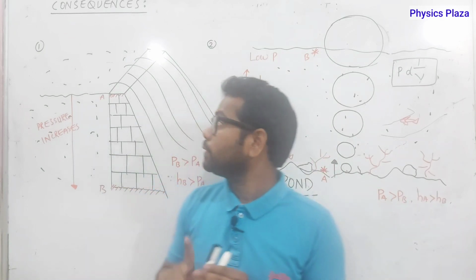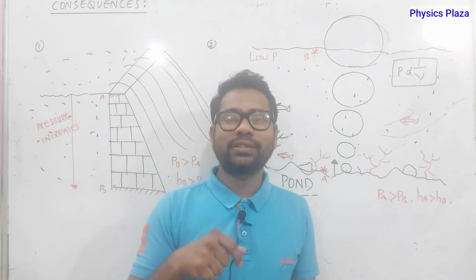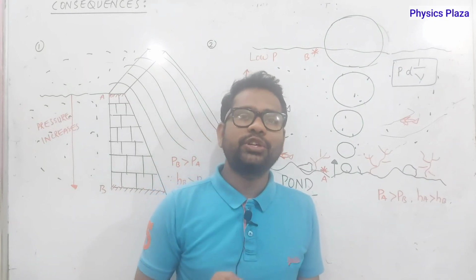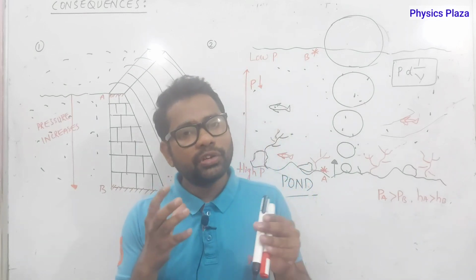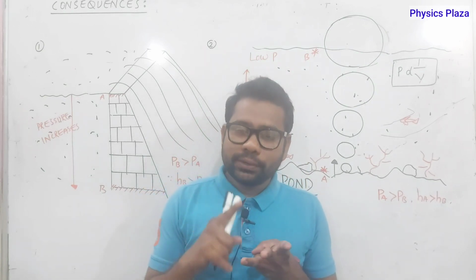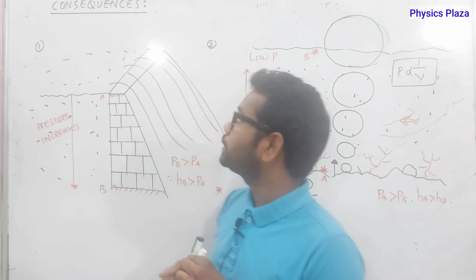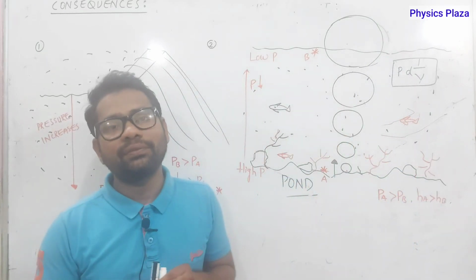Okay, children, fine. Once again, let us recall what topic we have discussed today. It's a very simple topic: liquid pressure, the pressure exerted by a liquid column. On which factors does it depend, children? Three factors: depth, density of the liquid, and acceleration due to gravity. Then we discussed the consequences of liquid pressure, which are very important.